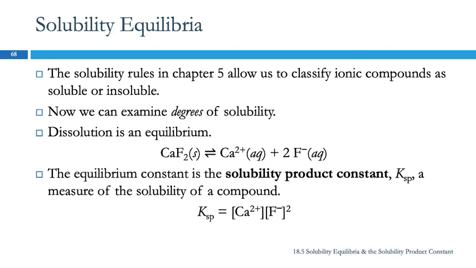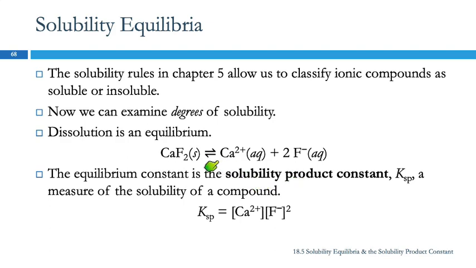The dissolution of a solid ionic compound is an equilibrium. So here we're looking at calcium fluoride. The solid, we put it in water, and it begins to dissociate into calcium ions and fluoride ions. But these can also run into each other again and reprecipitate back to the calcium fluoride. So it's an equilibrium. So we can use an equilibrium constant to describe this. We call that equilibrium constant the solubility product constant, or KSP.